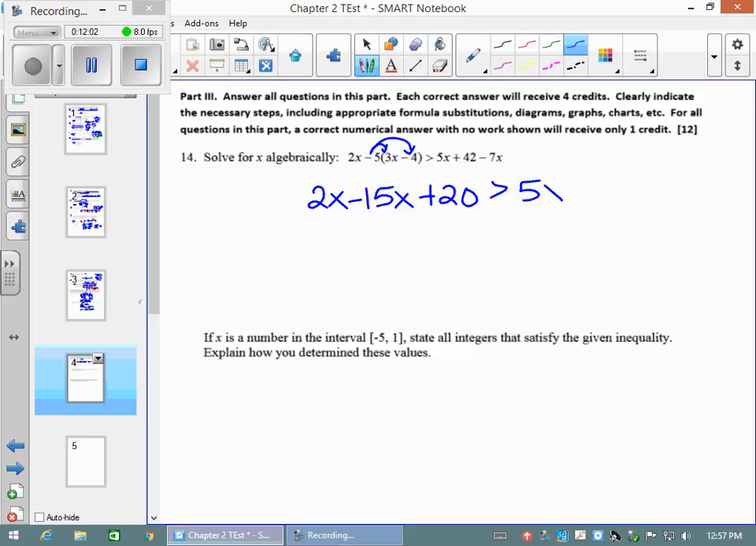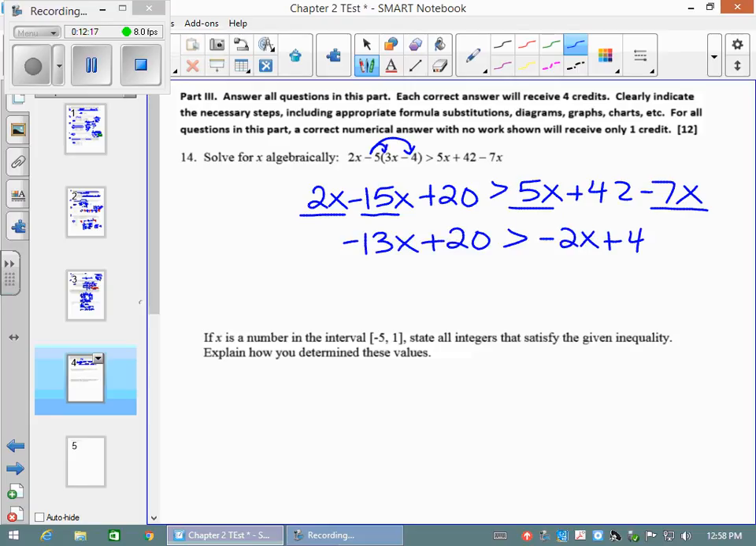Now I'm going to look to combine some like terms. So I have like terms on both sides of my inequality. So the next line should look like negative 13x plus 20 is greater than negative 2x plus 42. Now I'm going to try to get my x's on one side, my constants on the other. I'm going to start by adding the 2x to both sides. I get negative 11x plus 20 is greater than 42.